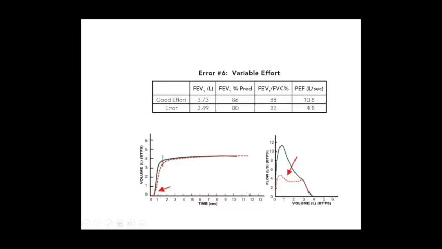For the variable effort, it's difficult to detect on the volume time curve. However, it's very apparent in the flow volume loop. As you can see, the patient will exhale, the exhalation will increase, then it will drop in the middle and increase again. But again, it's lower than what's expected to be performed by the subject.